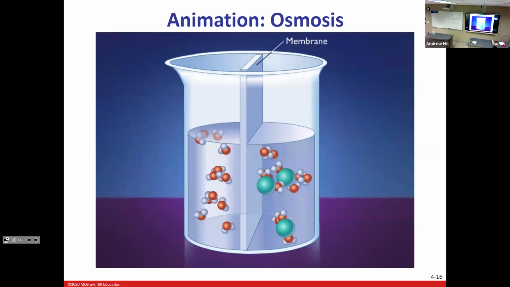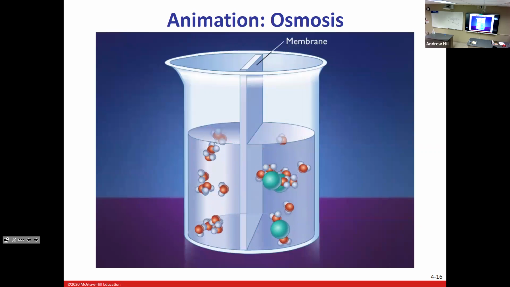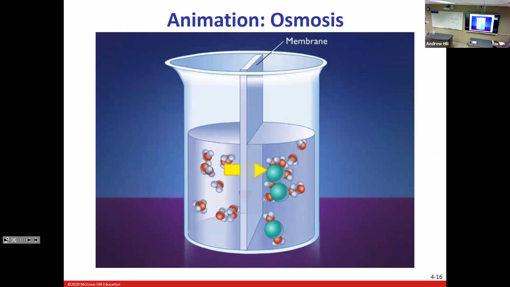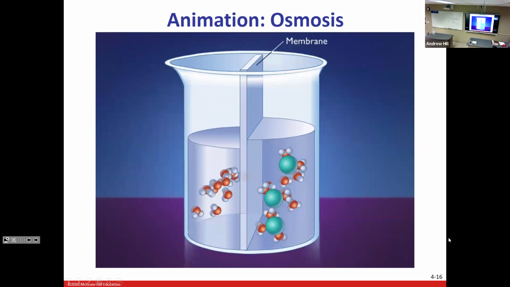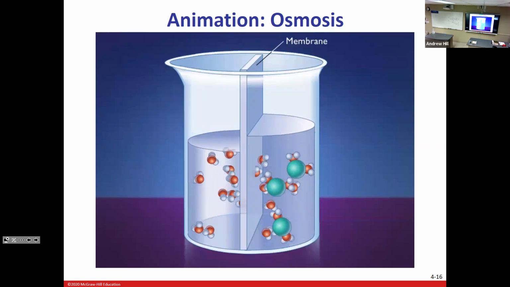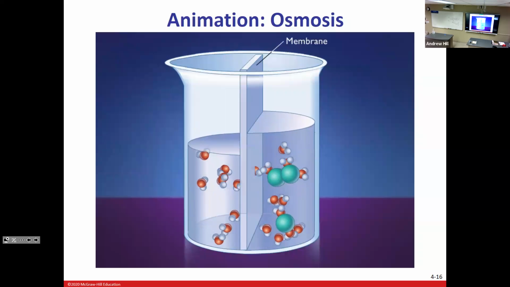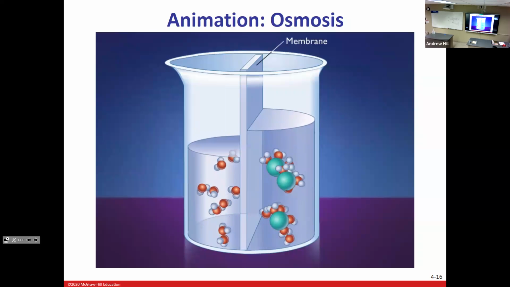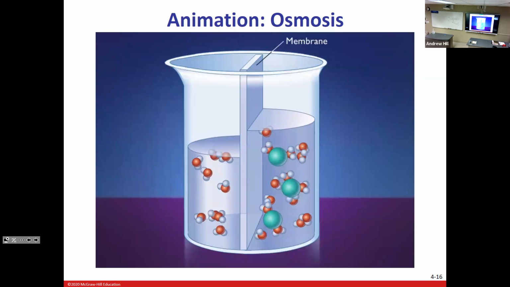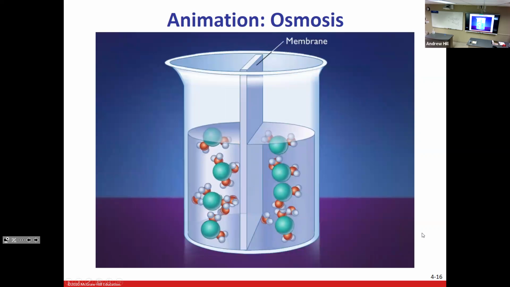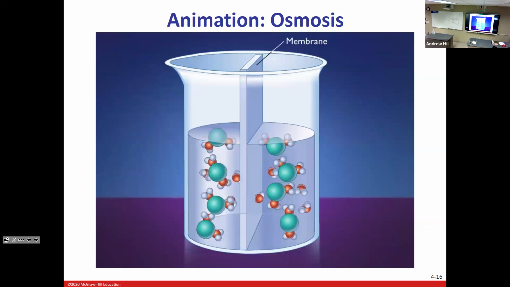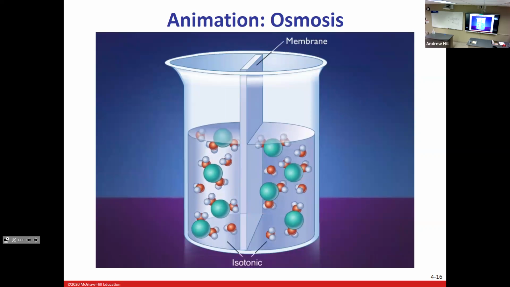Because the concentration of water molecules is lower on the right-hand side, there is a net movement of water molecules down their concentration gradient to the side with the urea molecules. Because more water molecules are moving into this area than are leaving, the water level on the right side will rise. If the osmotic concentrations of two solutions are equal, the solutions are isotonic.